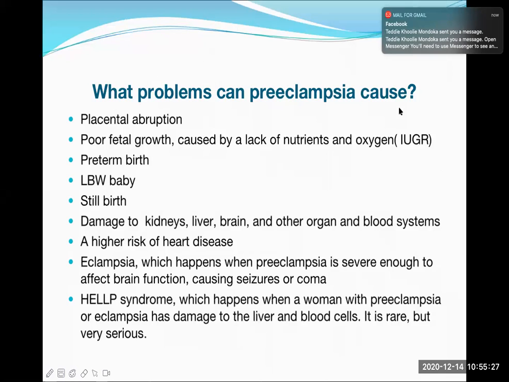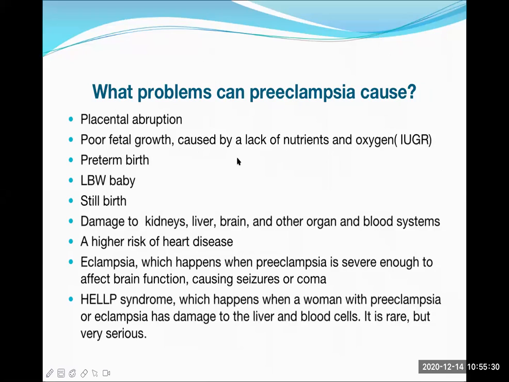Now let's move on. Another is poor fetal growth caused by a lack of nutrients and oxygen. Now, why is this? We should understand there is vasospasm going on in most parts of the body, especially in the utero-placental circulation. As a result of vasospasm, there is decreased delivery of nutrients and oxygen towards the baby. So over a period of time, the baby will suffer from malnutrition. This is known as intrauterine growth retardation, IUGR. So the baby looks quite small at the time of birth.